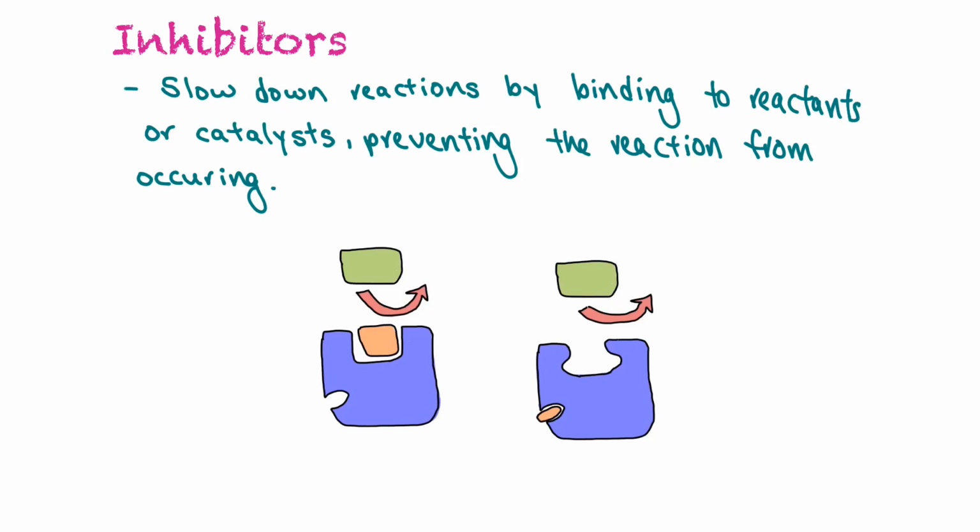Now, inhibitors are the opposite of catalysts. They slow down reactions, and the way they do that is they either bind to the reactant or to the catalyst themselves, preventing the reaction from occurring and slowing down the rate of reaction.